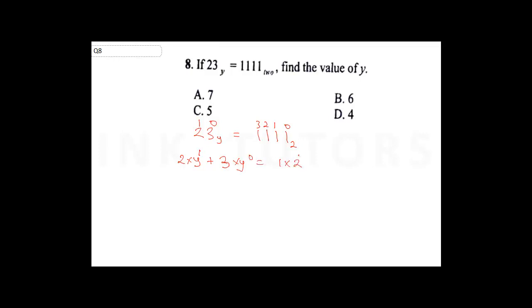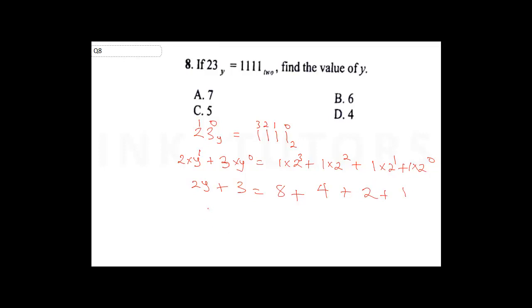times 2 raised to power 3 plus 1 times 2 raised to power 2 plus 1 times 2 raised to power 1 plus 1 times 2 raised to power 0. So 2 times y raised to power 1 is 2y, plus y raised to power 0 is 1, and any number raised to power 0 is 1. So 3 times 1 is 3, is equal to 1 times 2 raised to power 3, which gives us 8, plus 1 times 2 raised to power 2, which gives us 4, plus 1 times 2 raised to power 1, which gives us 2, plus 1 times 2 raised to power 0, that's 1, which gives us 1.